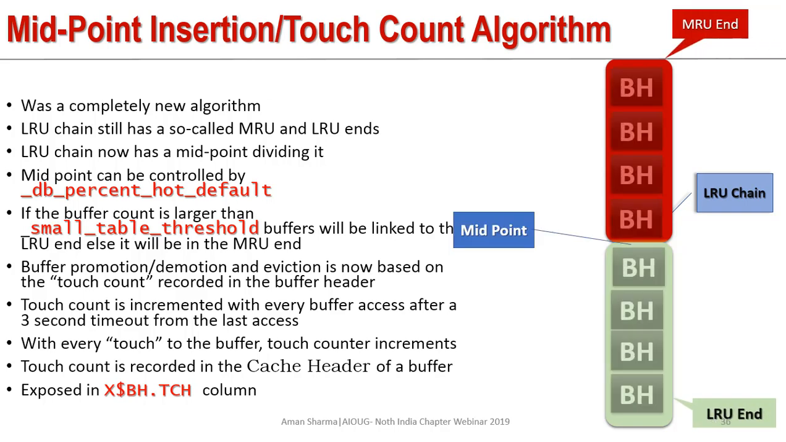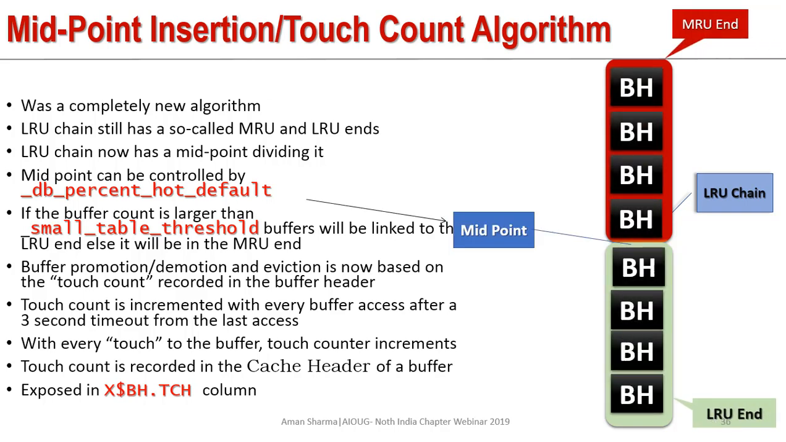So what happens is every buffer is going to be accessed, and whenever the buffer is accessed, it is incremented by a particular parameter, which is the touch count. The touch count is the count given to the buffer to understand whether it is accessed or not. The higher the touch count, the hotter the buffer is considered. The touch count is incremented with a 3-second timeout, which means the buffer has to be accessed after 3 seconds for the count to increase. This count is available in the table column TCH, which is the touch count column.